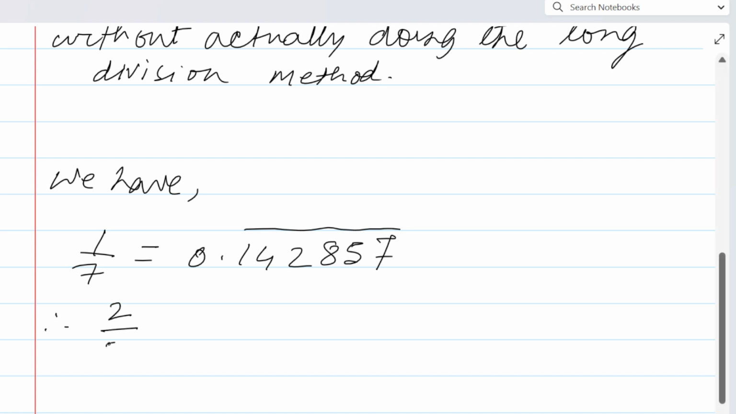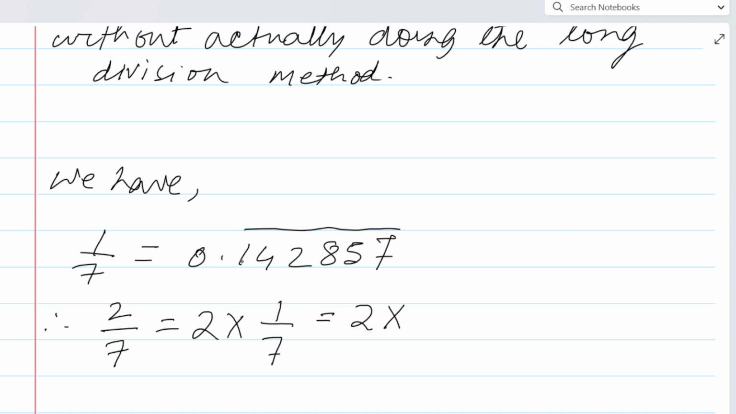Therefore, 2 by 7 I can write like this: 2 into 1 by 7. Is it clear? This is the same as this, 2 ones are 2 by 7. So simply put the value. 2 into 1 by 7, and the value of 1 by 7 is given, so put the value of 1 by 7, that is 0.142857.